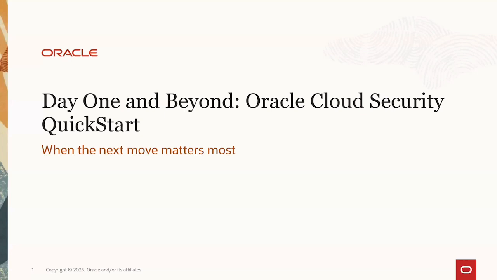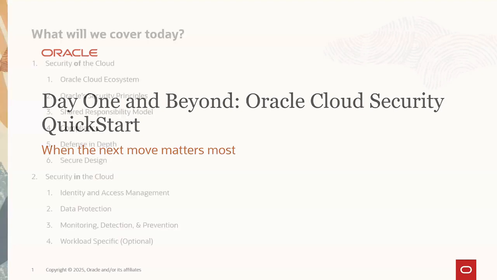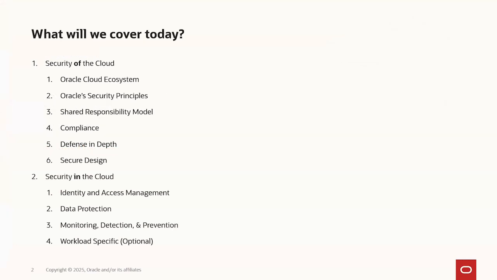Thank you, Borna, and welcome everybody today. As Borna mentioned, we're going to be going through the Oracle Cloud Security Quick Start. What we'll be covering today is split into two things. The first is security of the cloud. What this includes is the Oracle Cloud ecosystem, Oracle security principles, our shared responsibility model, compliance, defense in depth, and secure design. The second thing is security in the cloud. So this is our identity and access management, data protection, monitoring, detection, and prevention, and some workload-specific optionals.